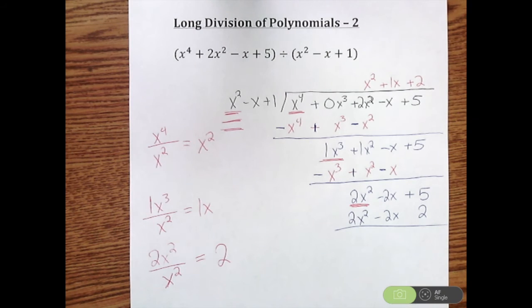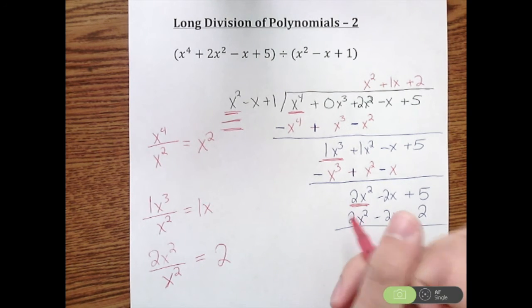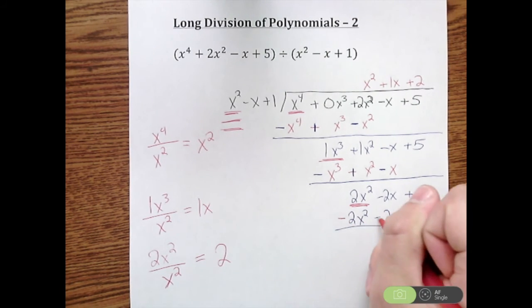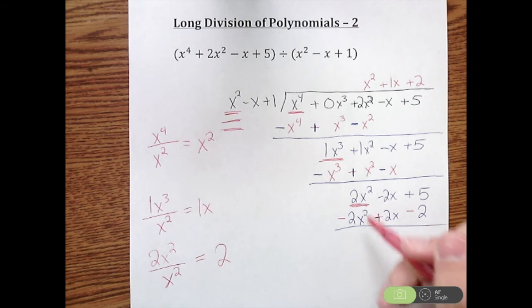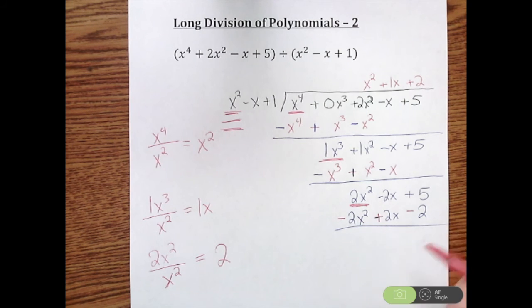We're going to subtract all these terms off. So we subtract here, we subtract there, that becomes positive. Subtract there. 2x squared minus 2x squared is 0. A negative 2x plus a 2x, that's also 0. 5 minus 2, you get 3.